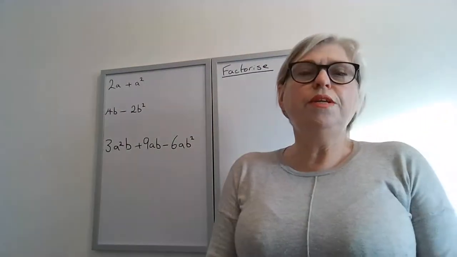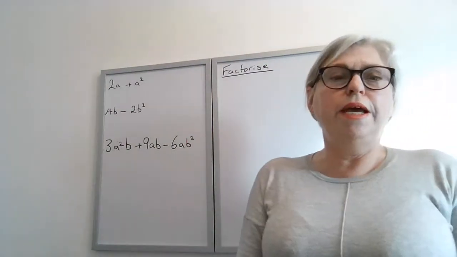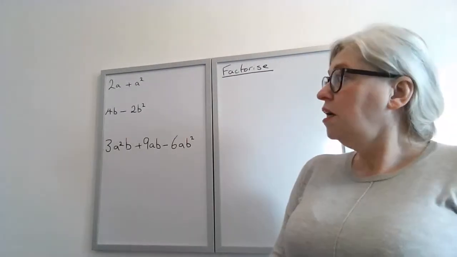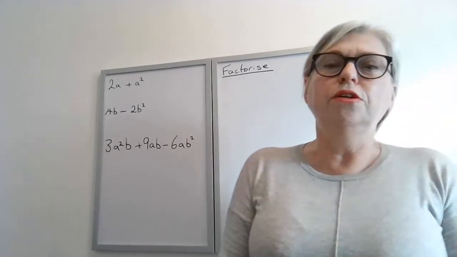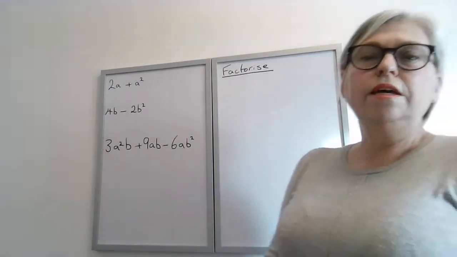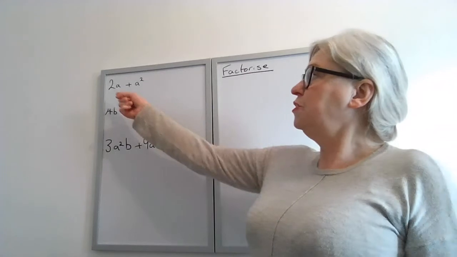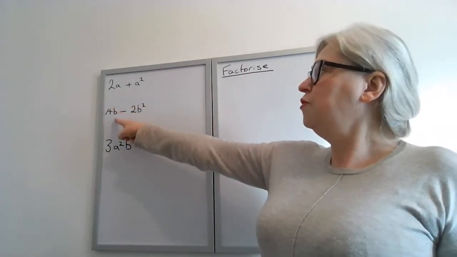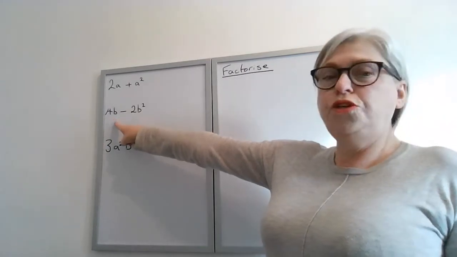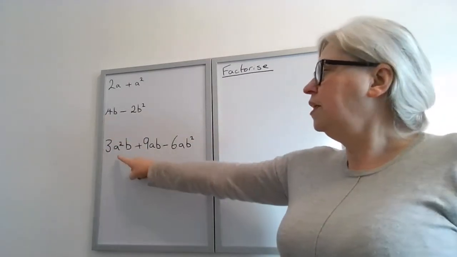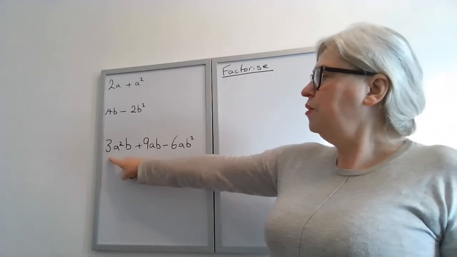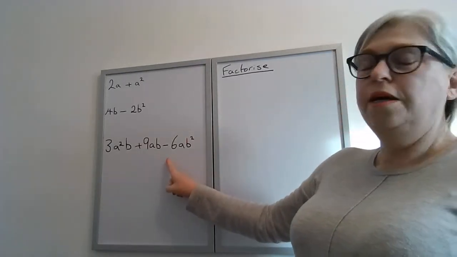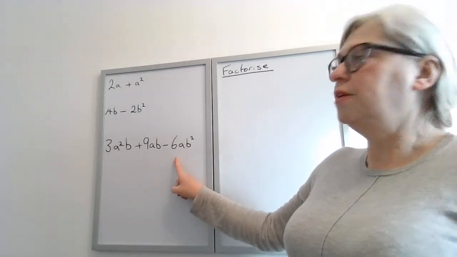Hi, today I thought we'd have a look at factorising algebraic expressions. It's something that people seem to find a little bit difficult, so I thought we'd have a look. I've picked out three, getting gradually harder. So we're starting with 2a plus a squared. We're then moving on to 4b minus 2b squared. And finally, quite a difficult looking one, 3a squared b plus 9ab minus 6ab squared.